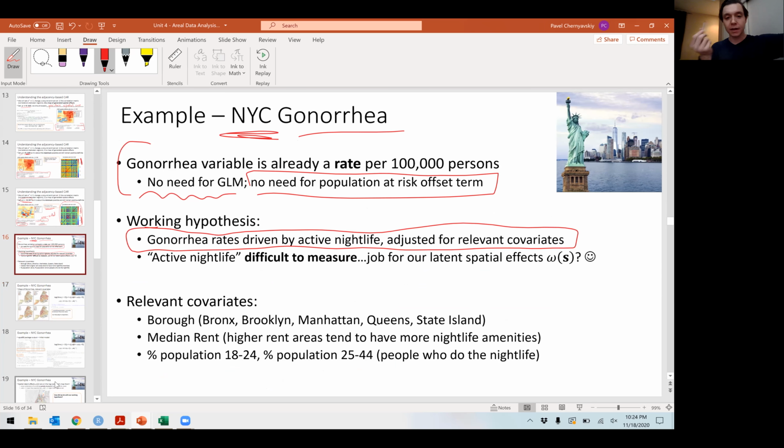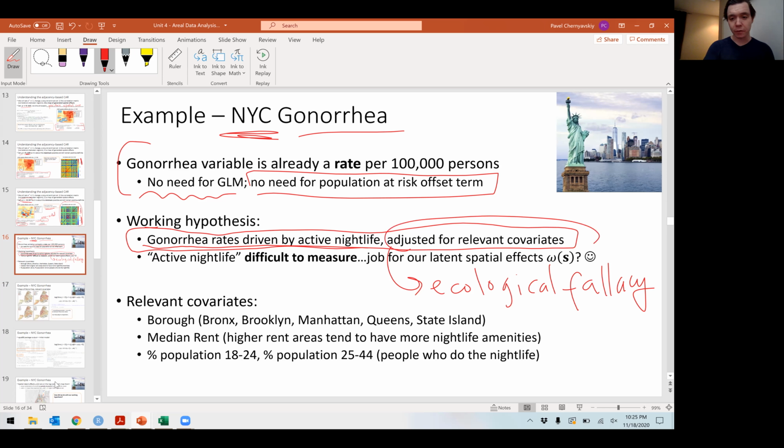And so there is something called ecological fallacy. We cannot assign the characteristics of an area, no matter how small, even a block group, to an individual person. So I'm not saying that the gonorrhea risk for an individual will be higher if they are going out every day. Doesn't sound completely unreasonable, but that is not what these models are trying to do. What I'm saying is that the gonorrhea risk in an area is driven by having an active nightlife, maybe a lot of restaurants, nightclubs, hookah bars, I don't know, when adjusted for relative covariance.